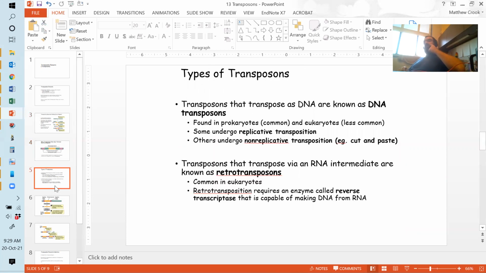Now, there are many different types of transposons. There are DNA transposons, right, which are more common in prokaryotes. They can either go replicative transposition, right, so they copy themselves, or they can undergo what's called cut and paste replication, where you cut out the transposon, you leave behind the footprint, and then you stick it somewhere else, creating a new set of flanking direct repeats.